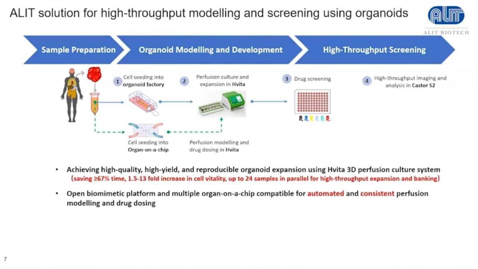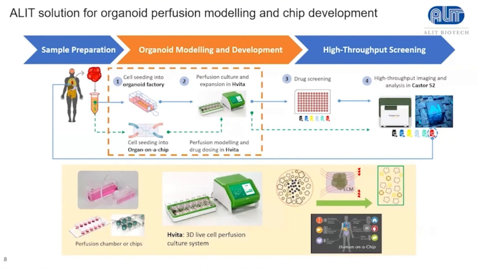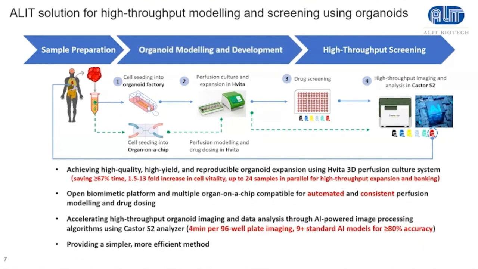For the organ-on-chip method, HIVITA, as an open biomimetic platform compatible with multiple chips, enables automatic and consistent perfusion modeling and drug dosing in a high-throughput manner. Combined with an imaging system and AI image analysis algorithms, CASTR S2 is capable of detecting a single 96-well plate in 4 minutes, and light standard AI models are available to ensure more than 80% accuracy. Overall, we provide a simpler, more efficient method for high-throughput modeling and screening using organoids.